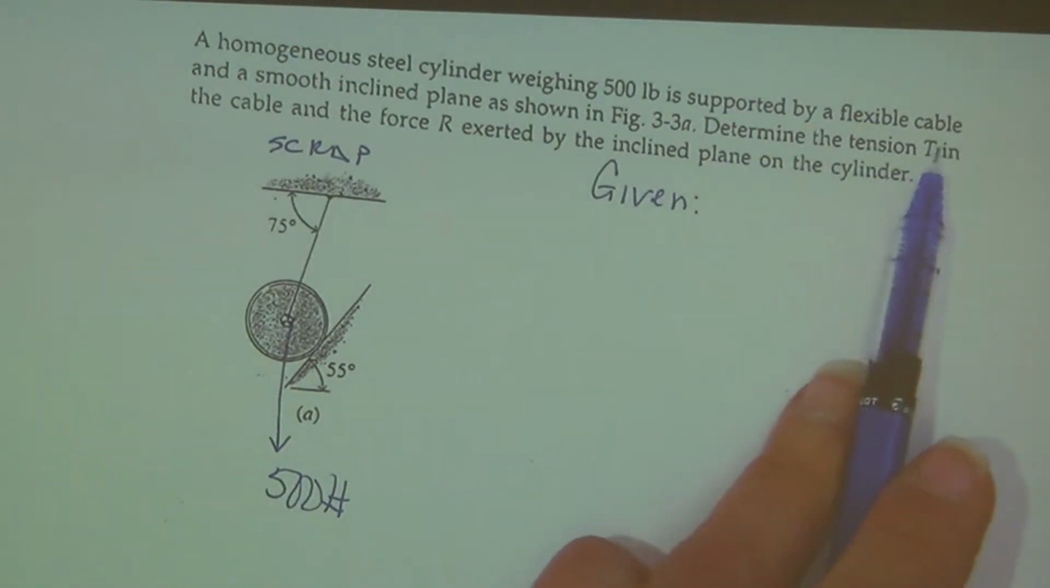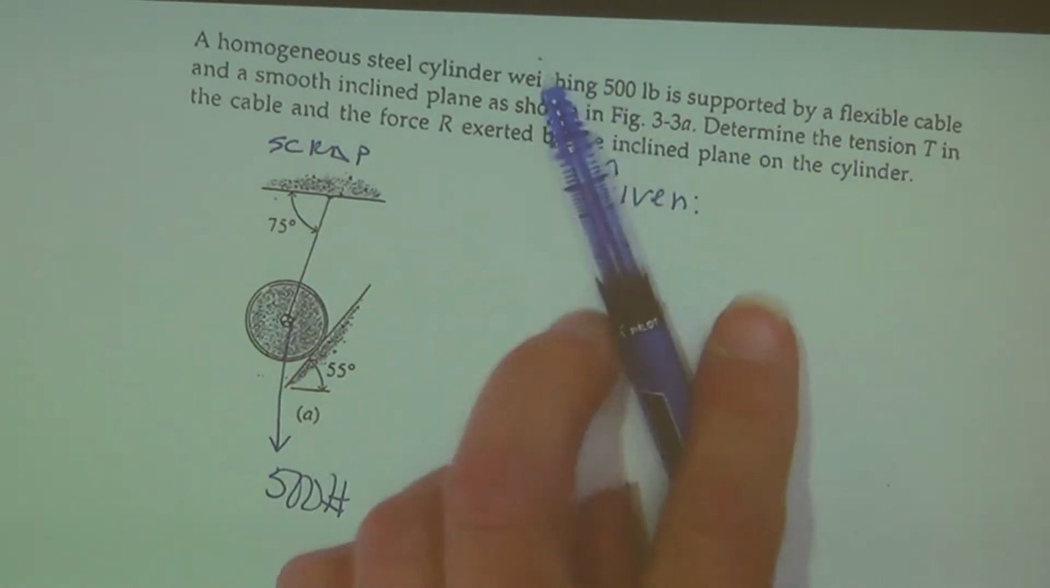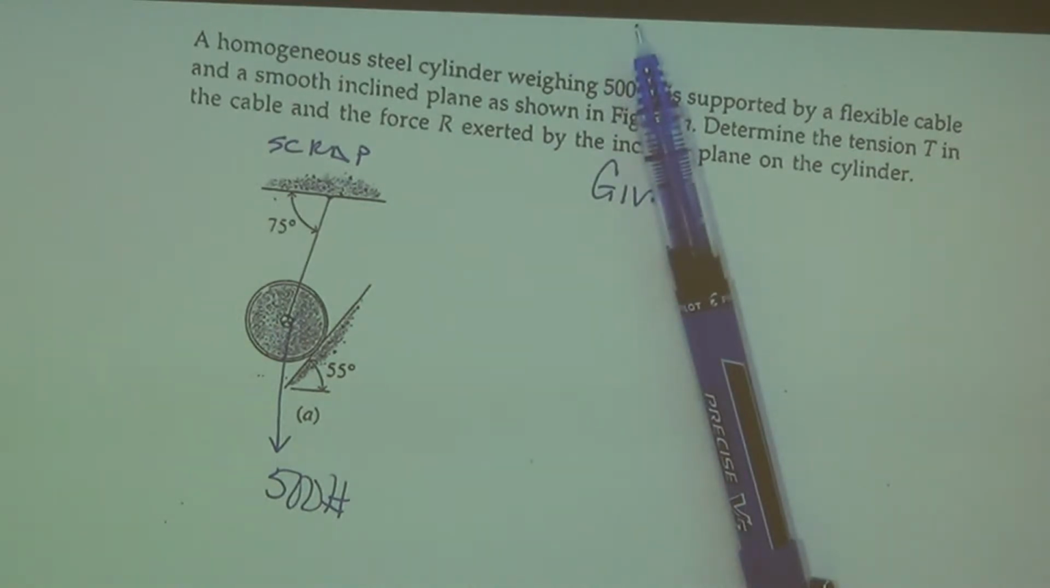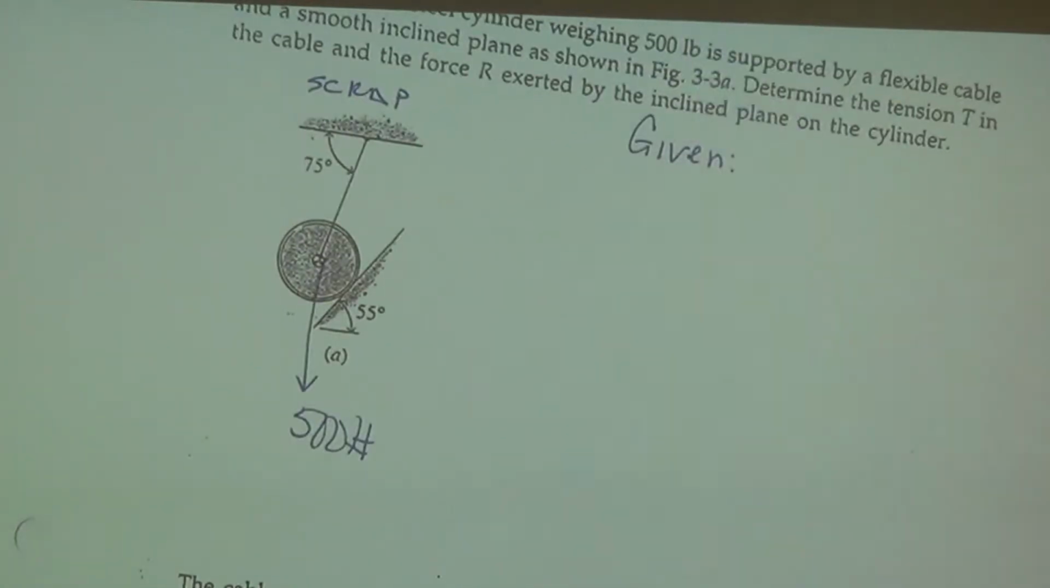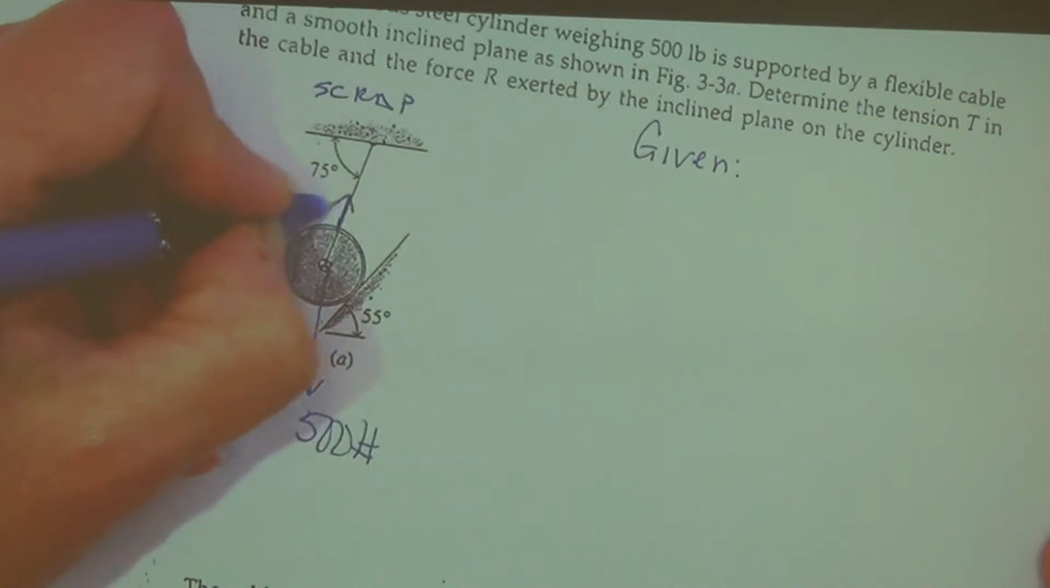It's supported by a flexible cable. What does that mean? If I have a cable that's flexible, what kind of load can it take? Tension only. It can still take tension. Can it take compression? No. How about if it was stiff, if it was a rod? Can it take tension? Yes. Can a rod take compression? Yes. So when they say flexible cable, it's just telling us it can't take compression, it's only tension. So I'm going to put a T here.